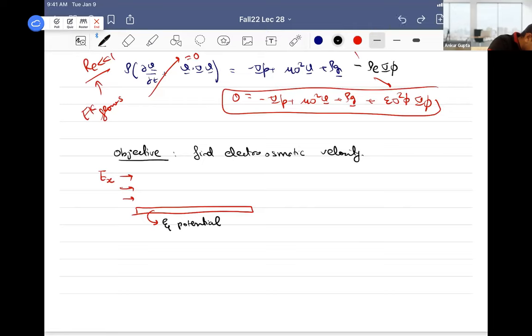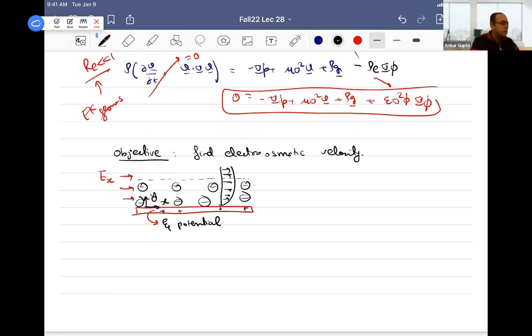So this is x, y. Here it's x. This is y. If the zeta potential is positive, so let's say this is positively charged, then we'll have negatively charged ions. They'll experience an electric field and set up some flow.